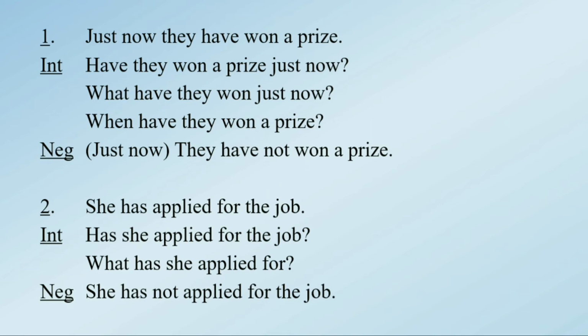What has she applied for? So that is the second type of question, the WH question. Has she applied for the job? We get the answer yes or no. So that is a yes/no question. What has she applied for? For a job. Or we have to give a complete answer: she has applied for a job. Like that you have to give a complete answer. Negative form. She has not applied for the job. That is the complete form. Has not, hasn't, the short form. So these are the different formats of present perfect.